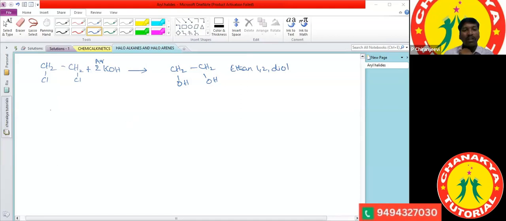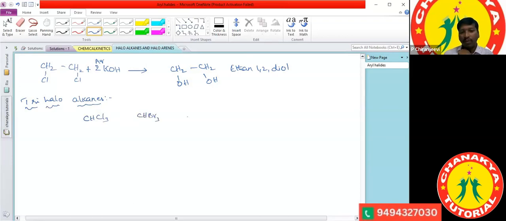So all these are chemical properties of the diols. And what is another one here? Triols, sorry, trihaloalkanes. What are the examples of the trihaloalkanes? Any one of you? CHCl3 is called chloroform.